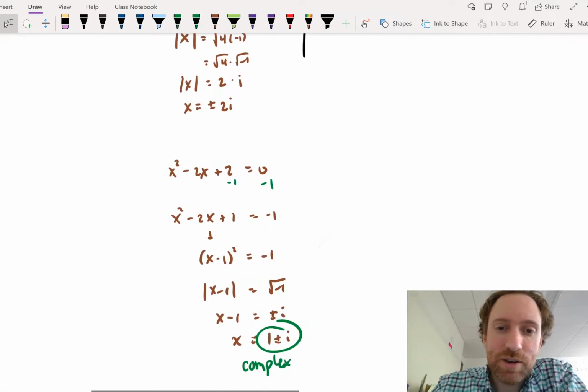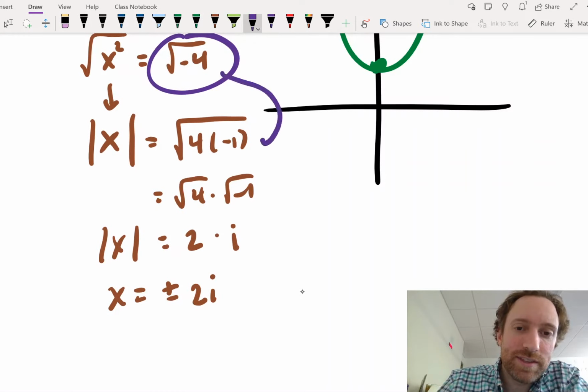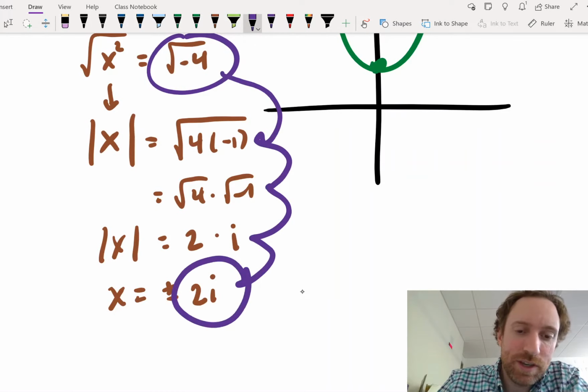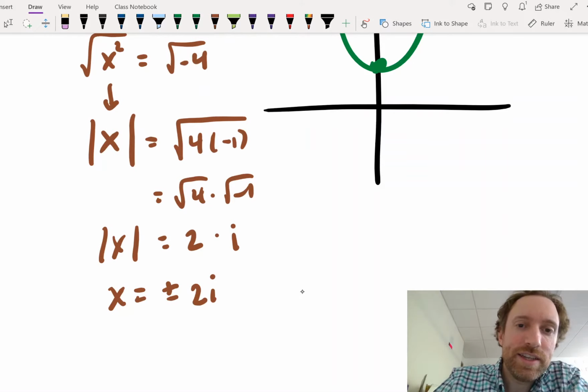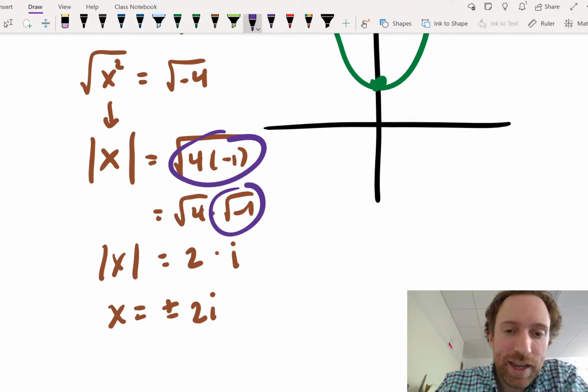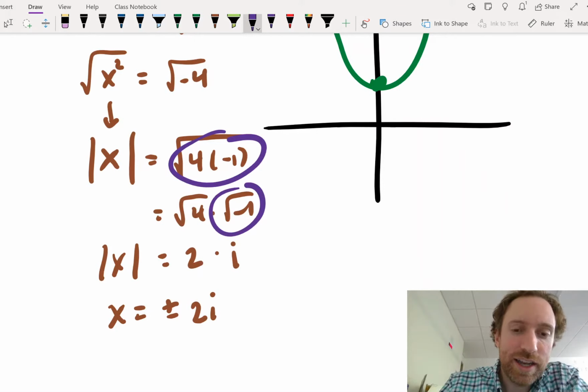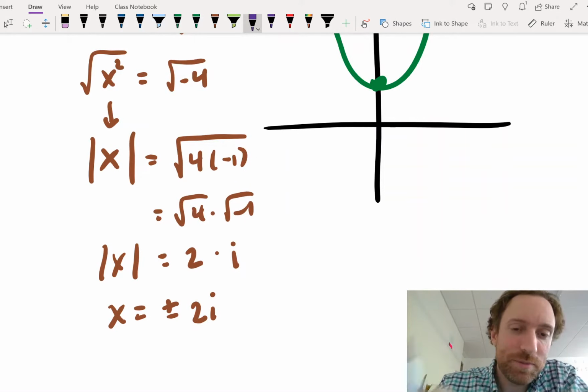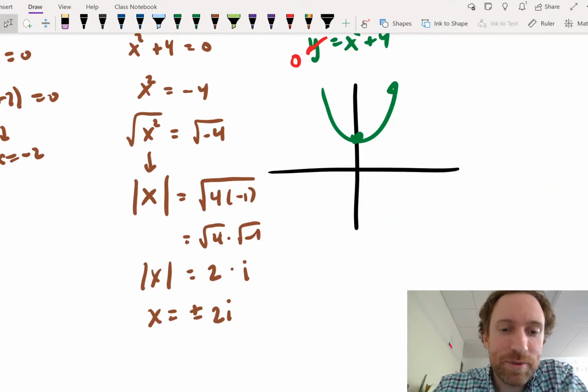And I've kind of illustrated that twice here. So being able to understand that this can be separated like so to write a complex number. The main idea is if you have a square root of a negative, you separate out the negative part and you write the square root of -1 as i. That's pretty much how you do that. So make sure you comprehend how that works.